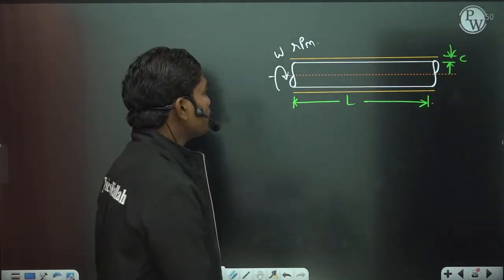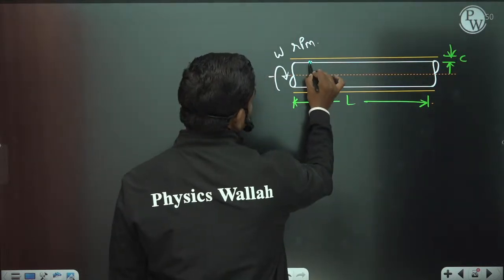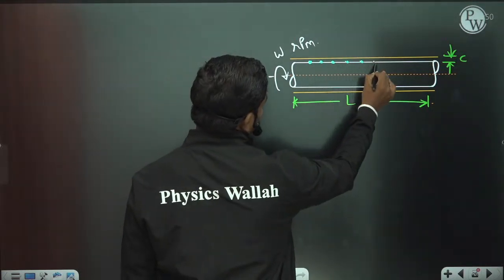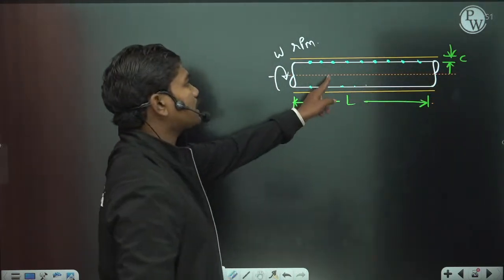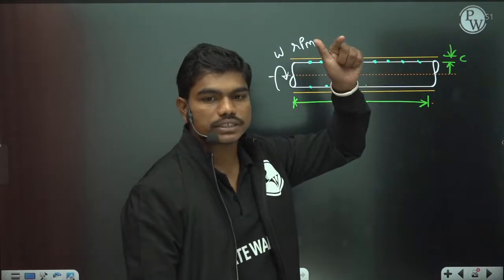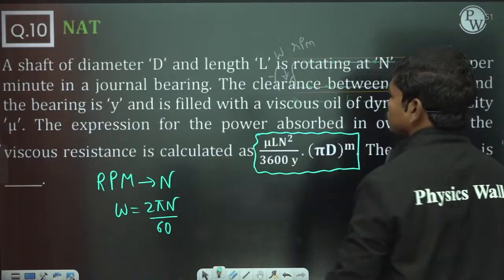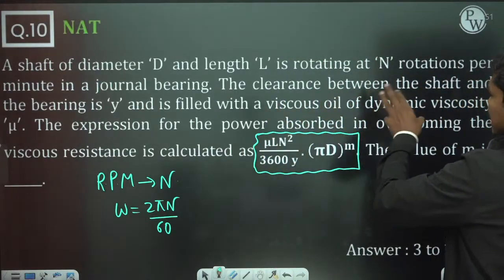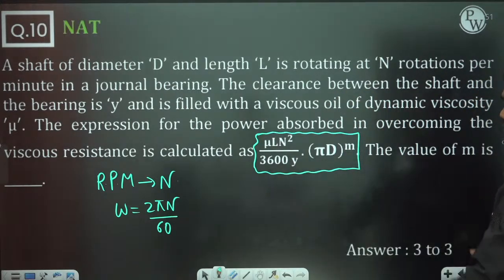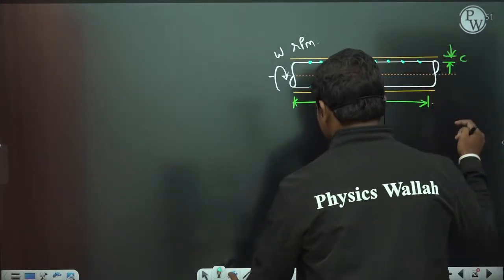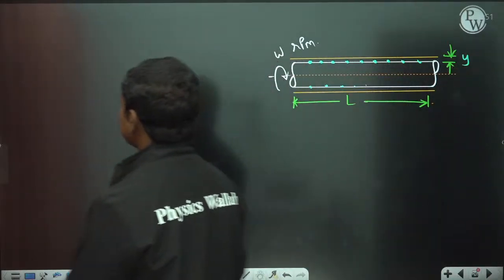Okay, so if you see, these are the points of fluid solid contact, correct? And if you see from the axis of rotation, all these points are at uniform distance, at uniform radius. A shaft of diameter D and length L is rotating at n RPM in a journal bearing. The clearance between the shaft and the bearing is y. So now let us calculate the power.